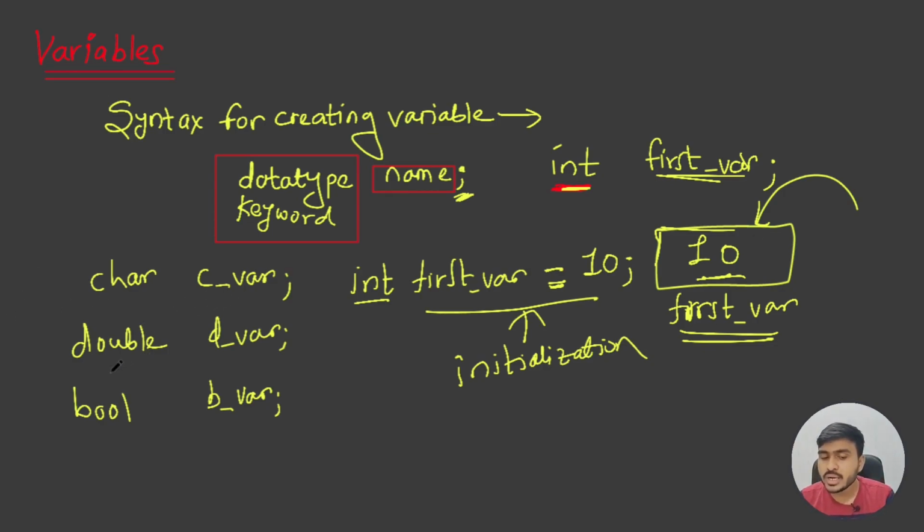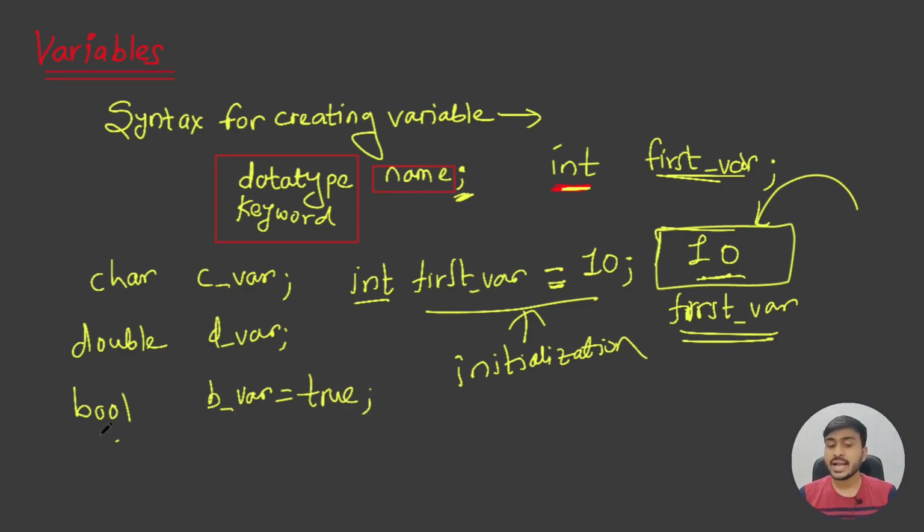Let's say you want to create a boolean variable and initialize it as well. How will you do it? You write bool and the variable name, which is, let's say, bvar in this case, and then you give it some value. Let's say I want to initialize this boolean variable with the value true.